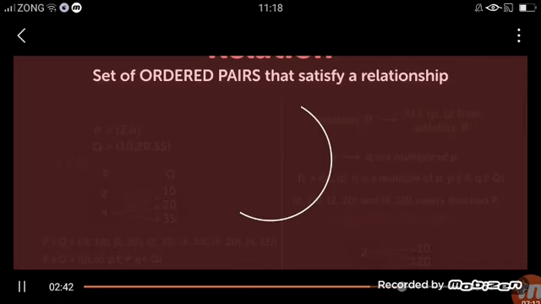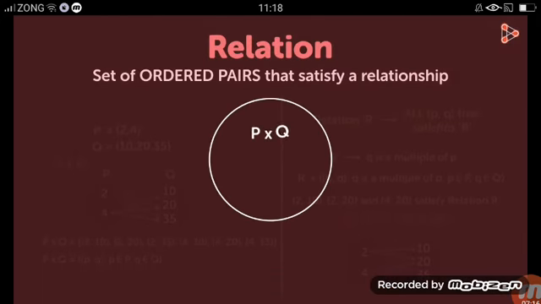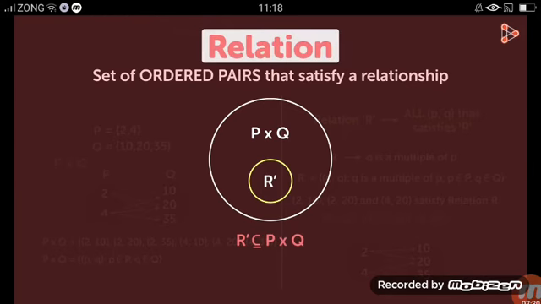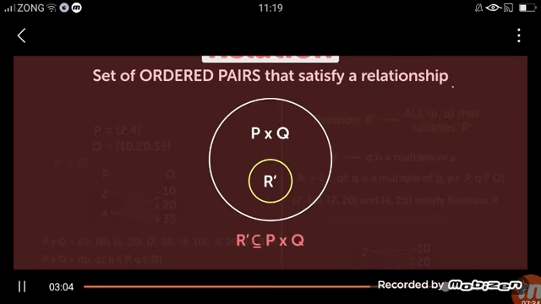Let's say this entire circle represents the set of elements in the Cartesian product P cross Q. In that case, set R dash will be a part of it. We can say that set R dash is a subset of the Cartesian product P cross Q. That's the basic concept of a relation. A relation gives us a set of ordered pairs that satisfy a relationship.